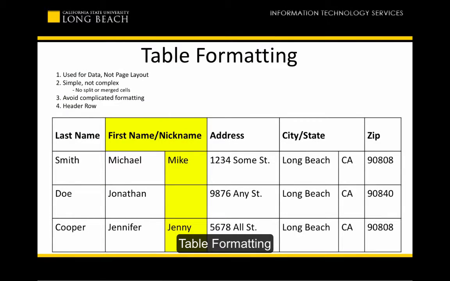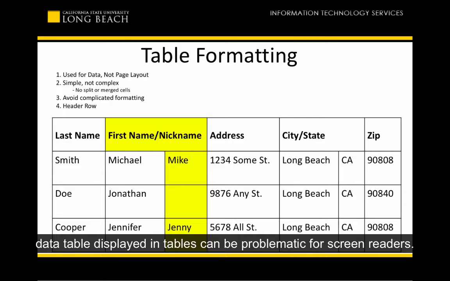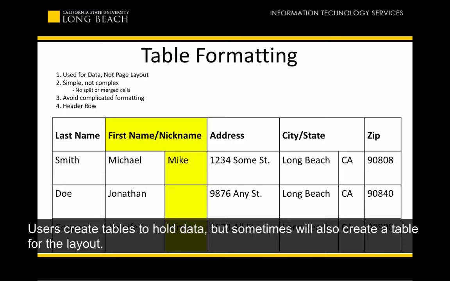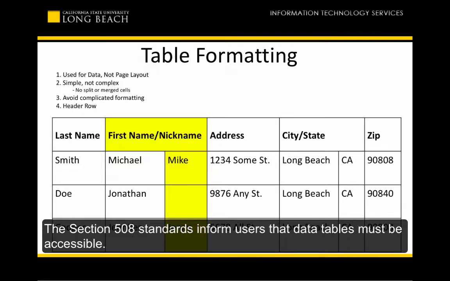Table formatting. The fifth requirement is table formatting. Data displayed in tables can be problematic for screen readers. Users create tables to hold data, but sometimes will also create a table for the layout. Please note that tables should not be used for the layout. The Section 508 standards inform users that data tables must be accessible.